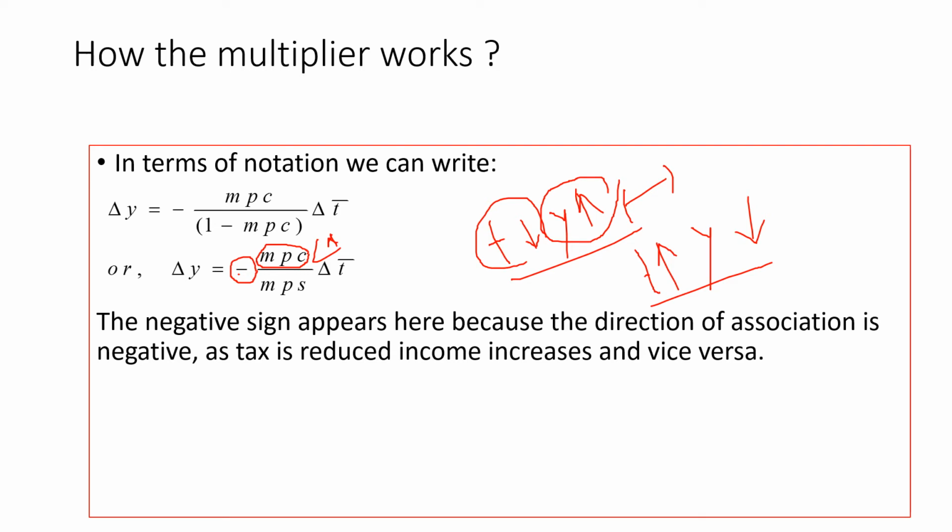So in short, if you compare the government expenditure multiplier with the tax multiplier, first of all, the sign is opposite. In the case of the government expenditure multiplier, it was positive. In this case, it is negative. And in terms of absolute value, the government expenditure multiplier is higher than the tax multiplier. If you follow the numerical example, in our previous case, the government expenditure multiplier was equal to 5. In this case, it is equal to 4.